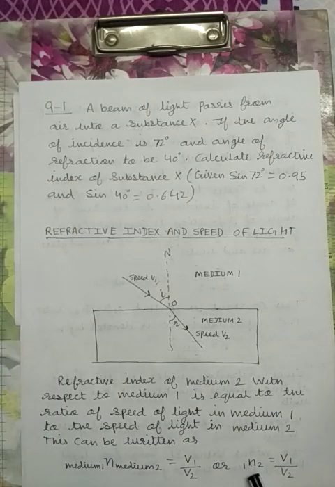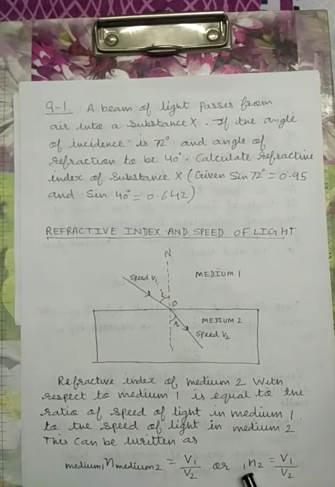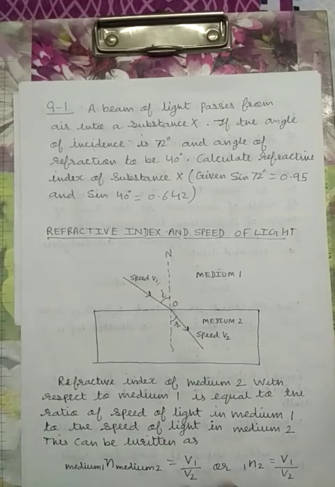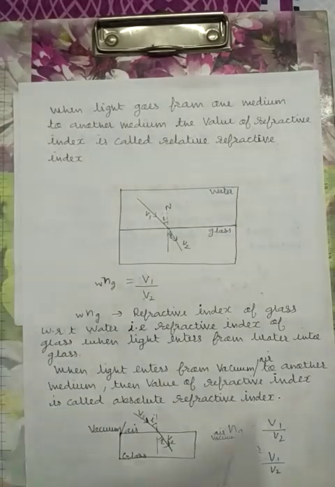So we can simply write it n21, that is, the refractive index of medium 2 with respect to medium 1 is equal to the speed of light in medium 1 upon the speed of light in medium 2.